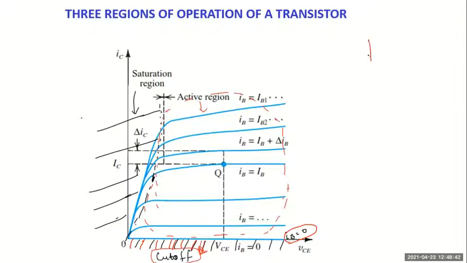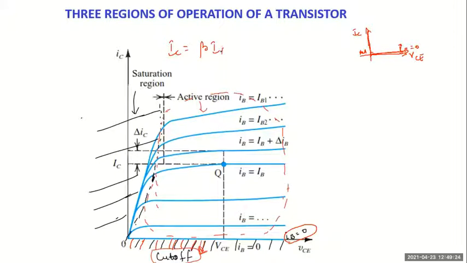Ideally speaking, when IB is equal to 0, if I have a method to represent IC in microamperes or so, I may get the characteristic slightly above this x-axis. So this x-axis is the VCE axis, the y-axis is IC. The characteristic for IB equal to 0 may be slightly above this, because even when the input current is 0, there will be a very small collector current. Can you tell me why?